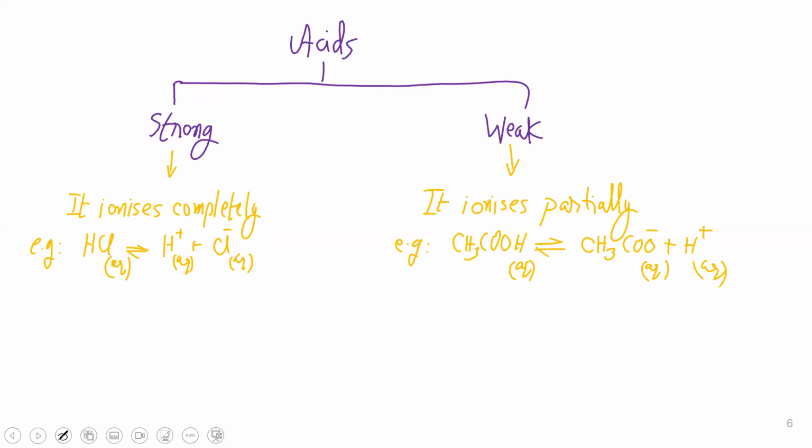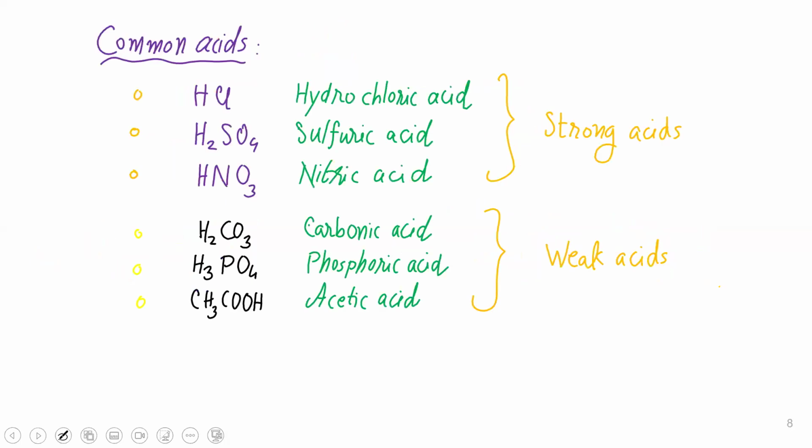Can you repeat now? What are strong acids? Strong acids are acids that ionize completely, and weak acids are acids that ionize partially. And ionization is how a compound breaks down. Yes, it's basically breaking down into ions.